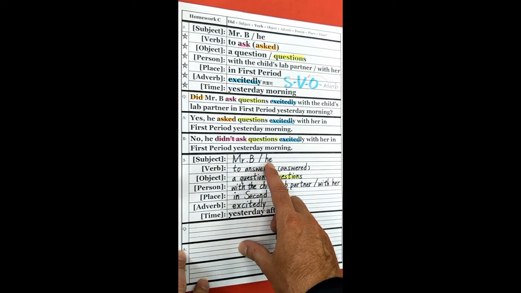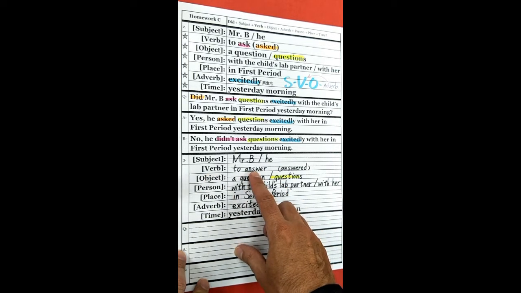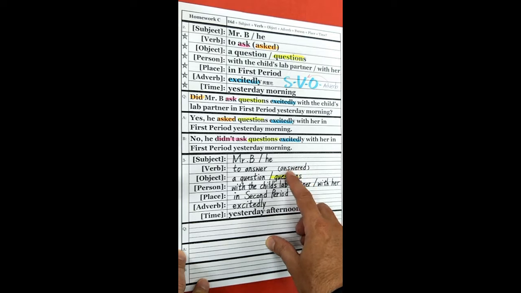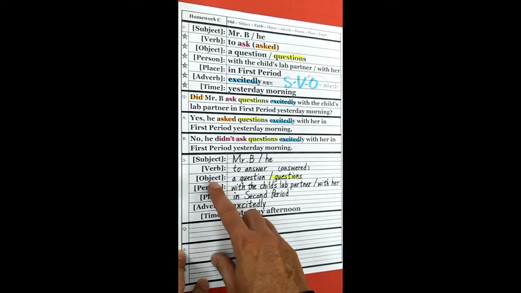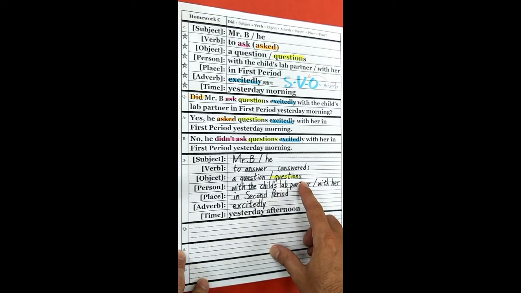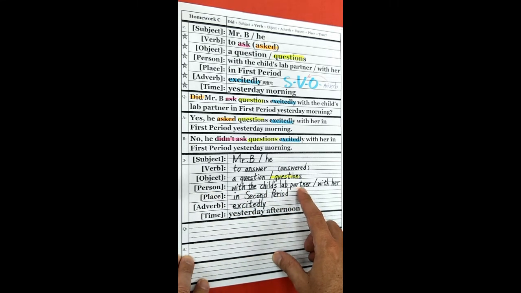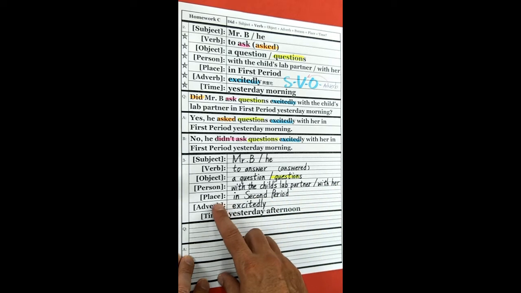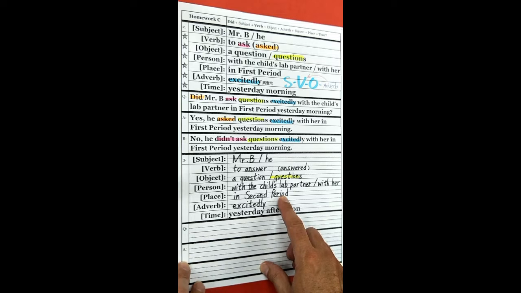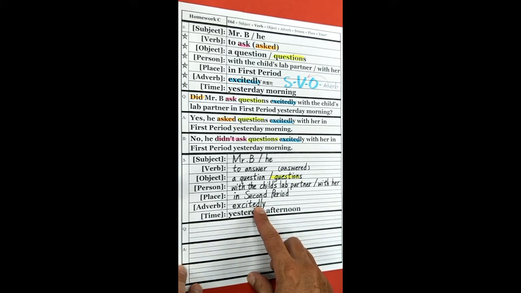Subject, Mr. B, he. Verb, to answer, answered. This is the past tense, answered. Object, a question, questions. Color this yellow. Person, with the child's lab partner, with her. The lab partner is a girl. See, lab partner with her, that's a girl. Place, in second period. Adverb, excitedly. Time, yesterday afternoon.